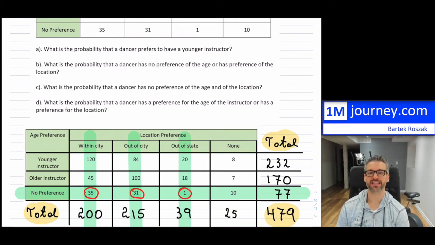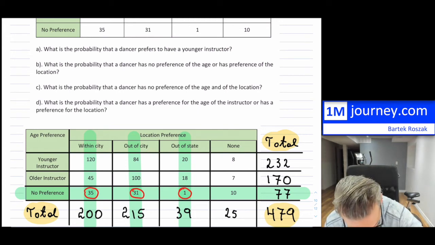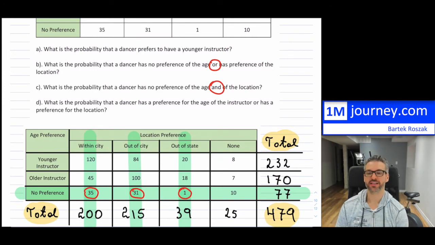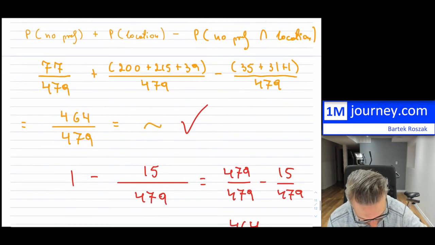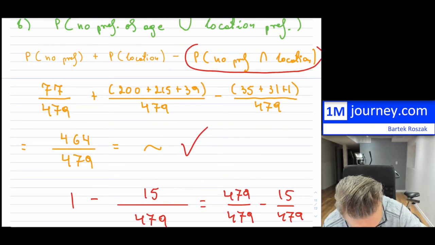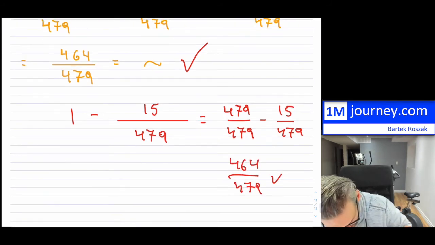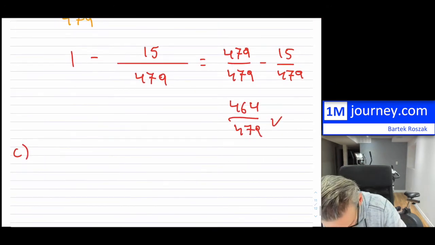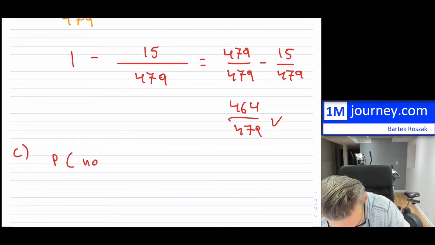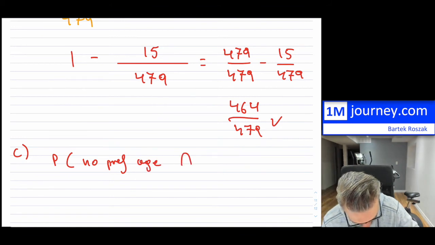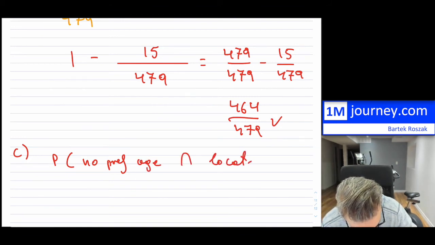It's the difference between "and" and "or." So notice B and C are exactly the same, except here it said "or," here it says "and." So now because of the "and," they have to have, and we've actually kind of done this. Okay, so notice right here, here was our "and." So this is going to be the answer for part C. So I can kind of cheat there. So this is probability of no preference of age and intersection of the location.